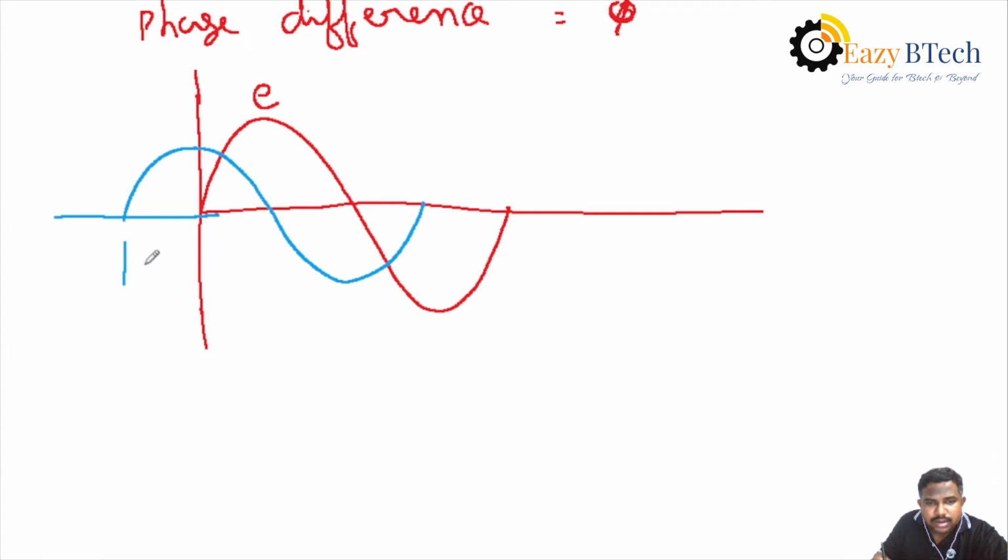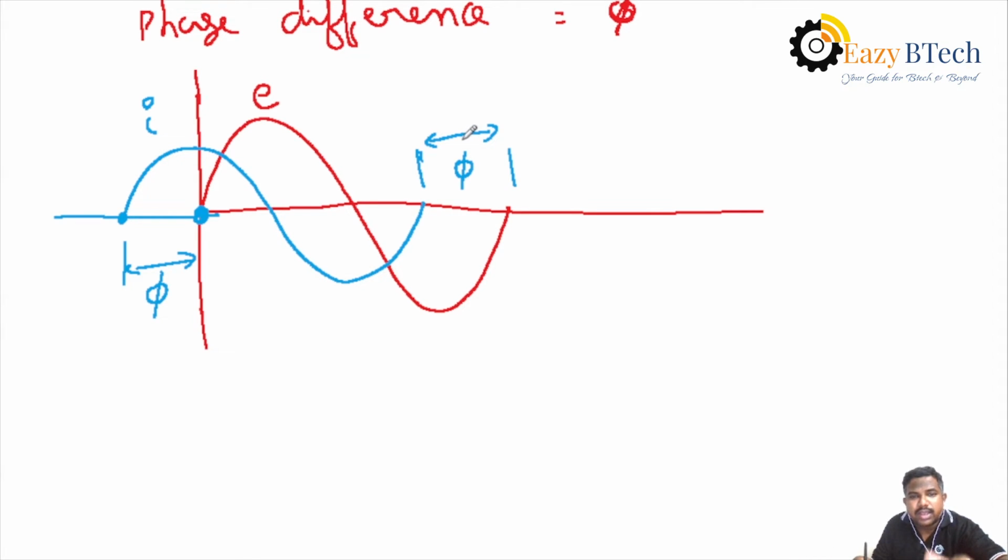Okay. Then this distance is called the phase difference, the difference between the phase angles of two waveforms. Here for the equation of E the phase angle is 0, and for the current equation the phase angle is phi. Then the distance on the x-axis between the two waveforms is the phase difference. In this way, we have to calculate the phase difference by comparing the phase angles of any two waveforms or any two equations. Okay, this is the phase difference concept.